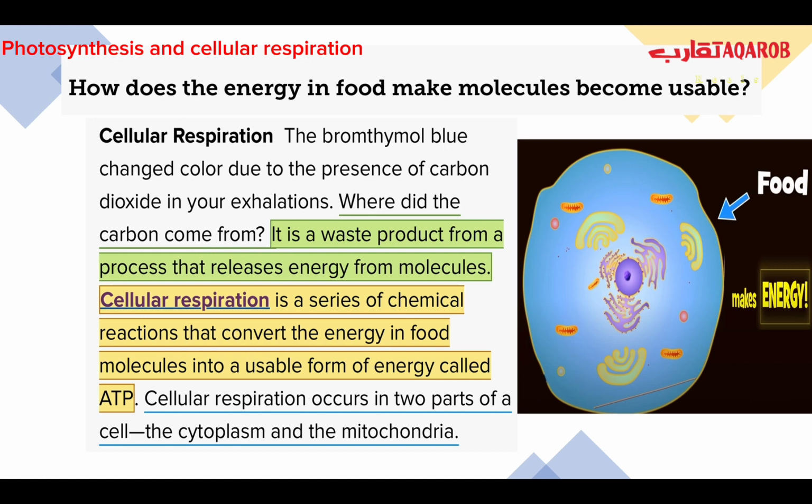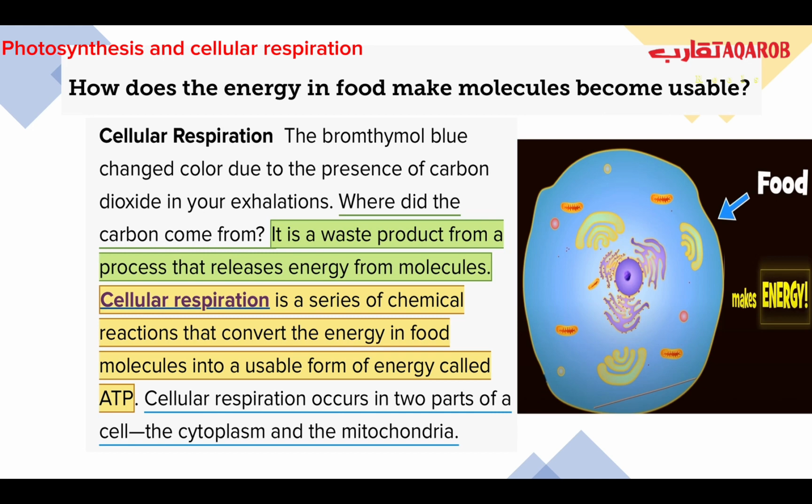Cellular respiration is a series of chemical reactions that convert the energy in food molecules into a usable form of energy called ATP. So cellular respiration converts the energy stored in food into usable energy, and we call this energy ATP.